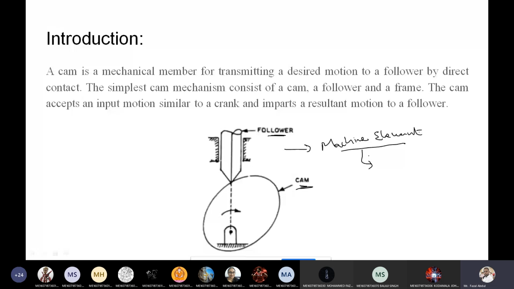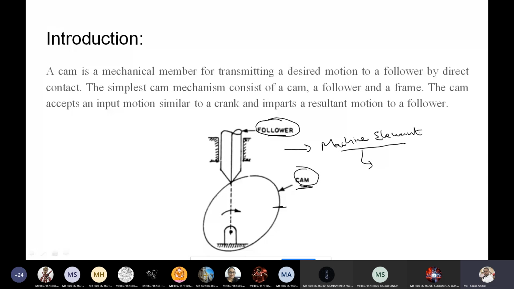Now this type of pair is one type of pair, because see here, this CAM is one link and the follower is another link. When two links are joined together and carrying motion between them, that is known as a pair. In the first unit you studied pair, kinematic chain, kinematic links, rigid body. These are all definitions you studied in the first unit of kinematics of machinery. So in a kinematic pair, when two links are joined together and carrying relative motion between them, that is known as a pair.